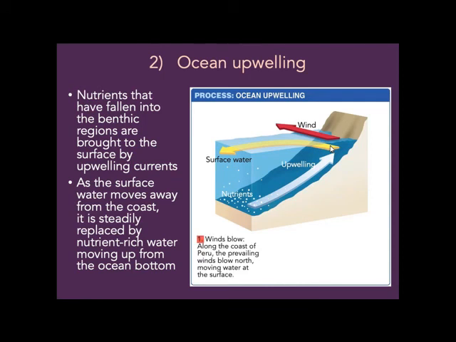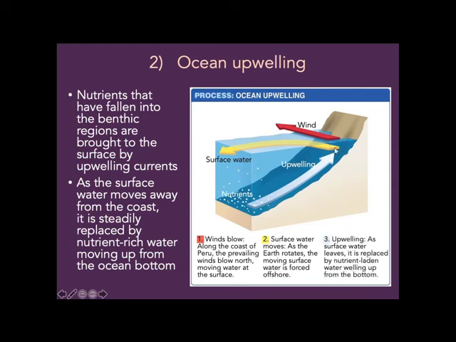All right, oh, here we go. Along the coast of Peru, the prevailing winds blow north, so the water's moving at the surface, and the Earth's rotating, and the moving surface water is forced offshore, right? So this is also creating a hole here that needs to be filled. And then as the surface water leaves this area, there's a gap that gets replaced with the nutrient-laden water that's coming up from the bottom. All right, so that's ocean upwelling. So that's another way that you get nutrients to the surface.